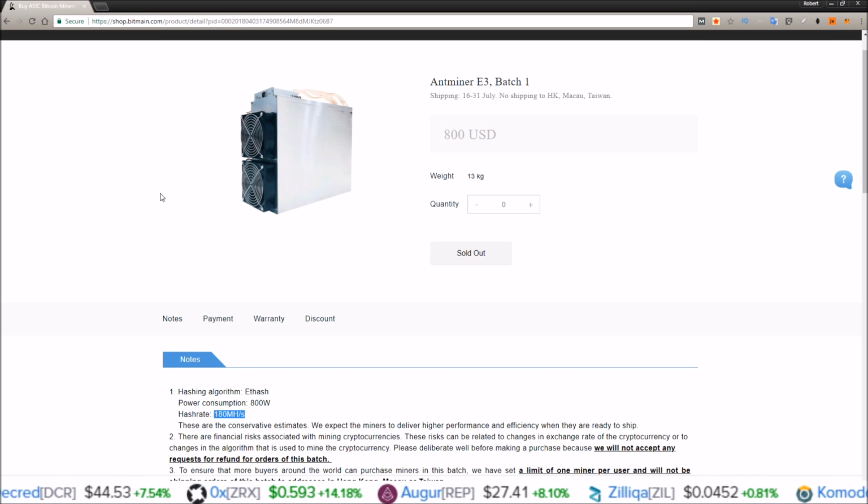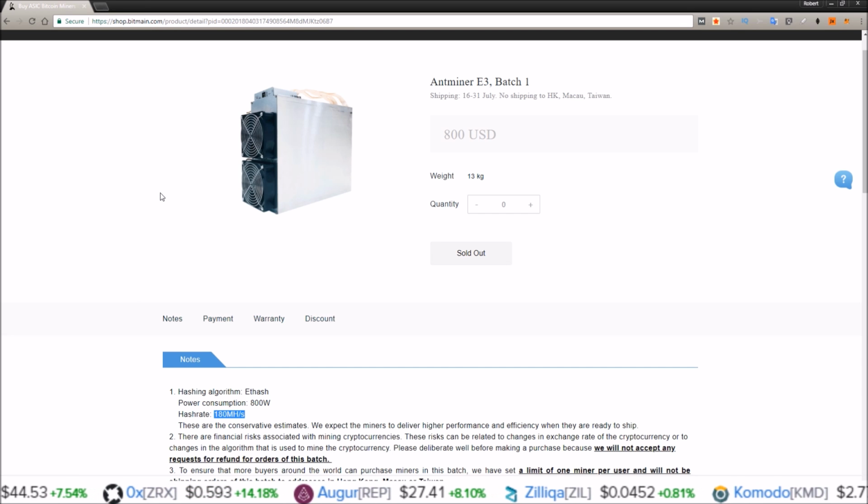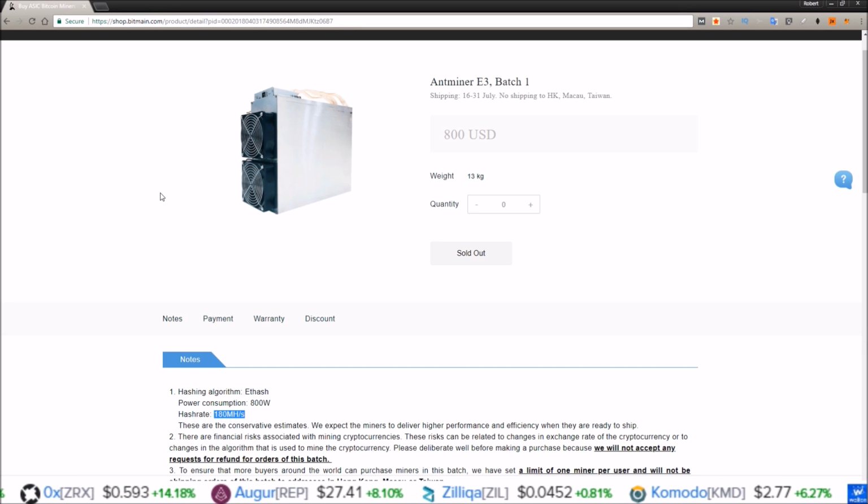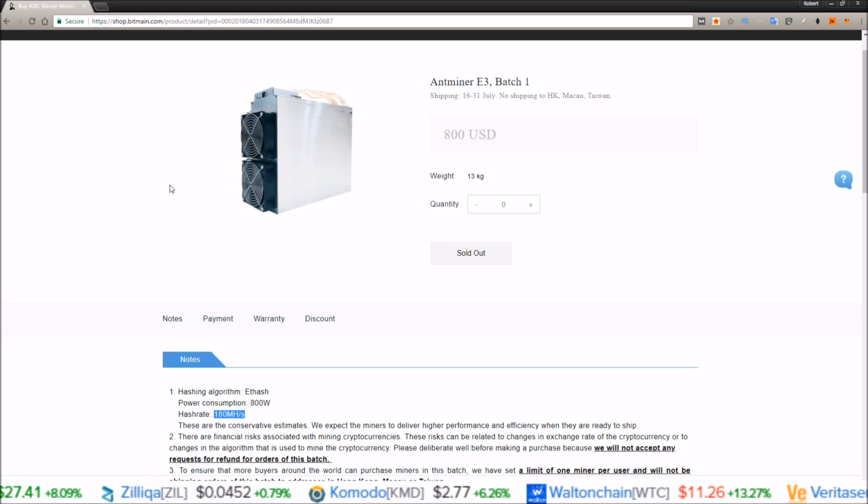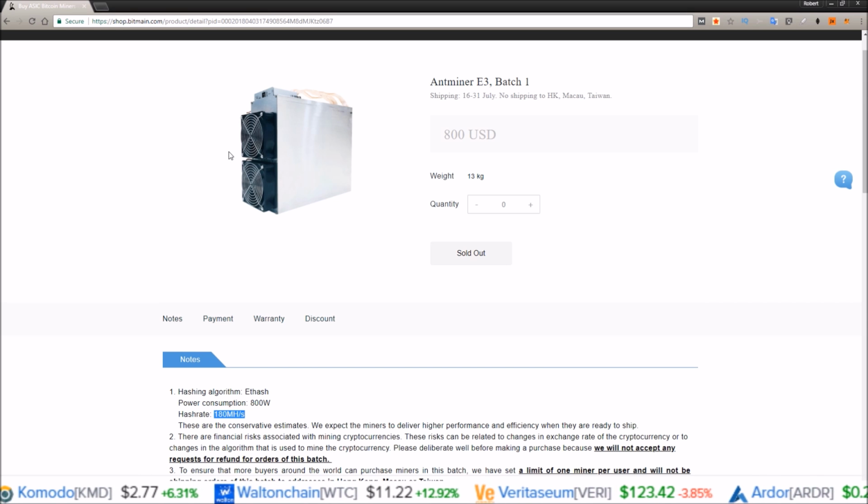So let me know what you guys think about this Antminer E3 in the comments below. I'm actually excited for it. It'll bring down the prices of GPUs, which is a good thing. And let me know if you do mine Ethereum, or if you're a GPU miner in general, what do you think about this? Would you pick one of these up?